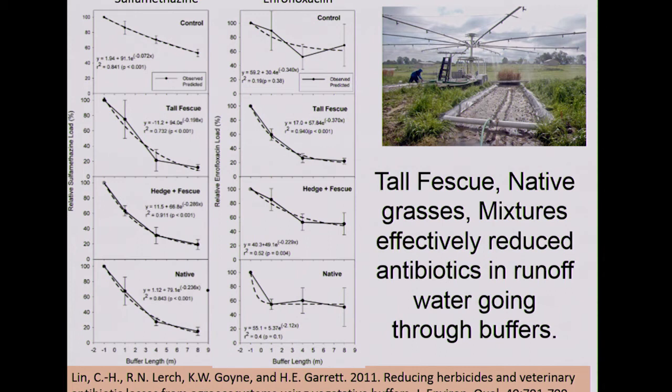Even the control had some degradation going through the buffers. As you see here, tall fescue, hedge, native grasses were much more effective in terms of degrading antibiotics. Within the buffer, about 4 meters, antibiotic concentration has dropped to 20% from original 100%. And they did another study looking at herbicide, 3 different herbicides, similar results, degradation as it goes through the buffer system.